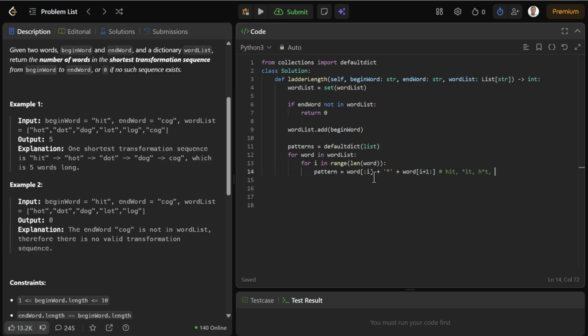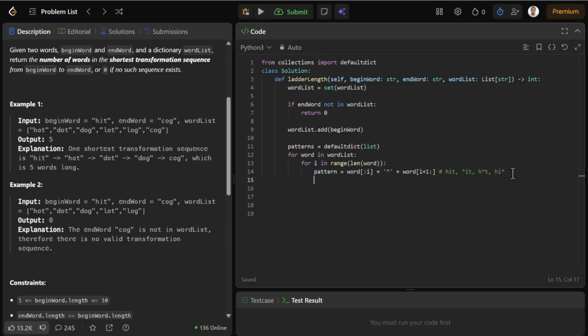And then when i is 2, again we have 0 to 1. So that means this is going to be h i, then add a star. Then eventually when i is 2, this is going to be 3 to the end. Since we are above that, nothing gets added to it. So this is for the first word here. We are going to generate these 3 patterns.